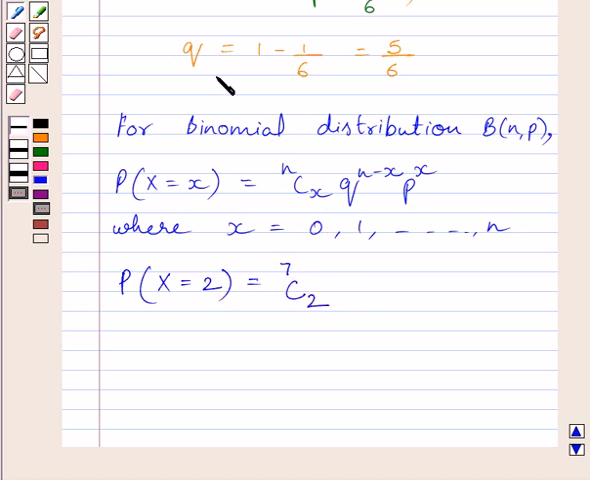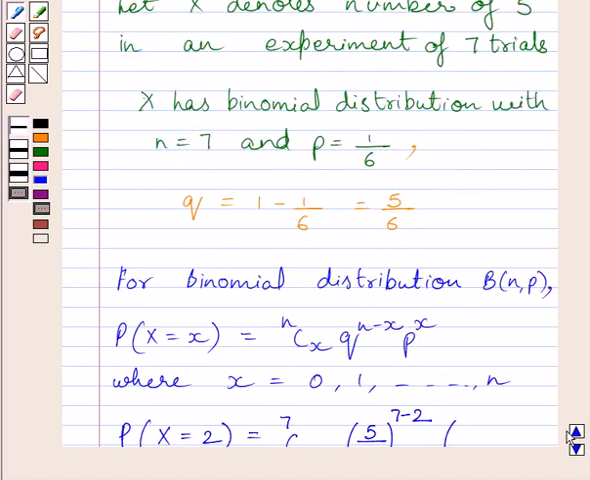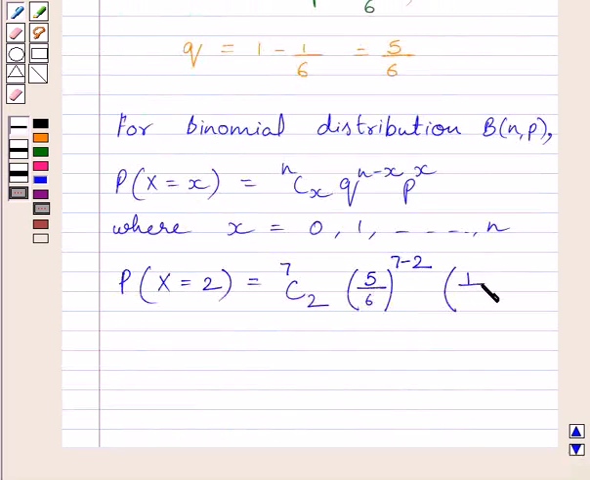We know value of q is equal to 5 upon 6. So we will substitute 5 upon 6 for q. And here we will write 7 minus 2. We know here n is equal to 7 and x is equal to 2. Now probability of getting 5 is equal to 1 upon 6. So we will substitute 1 upon 6 for p here and we will write 2 for x.